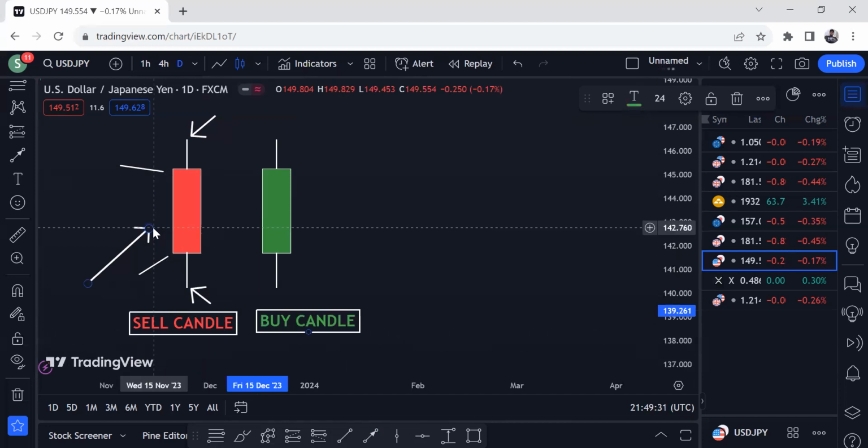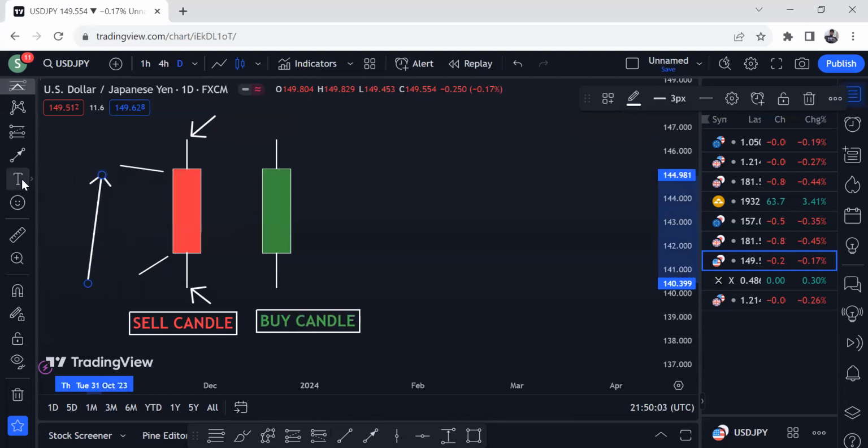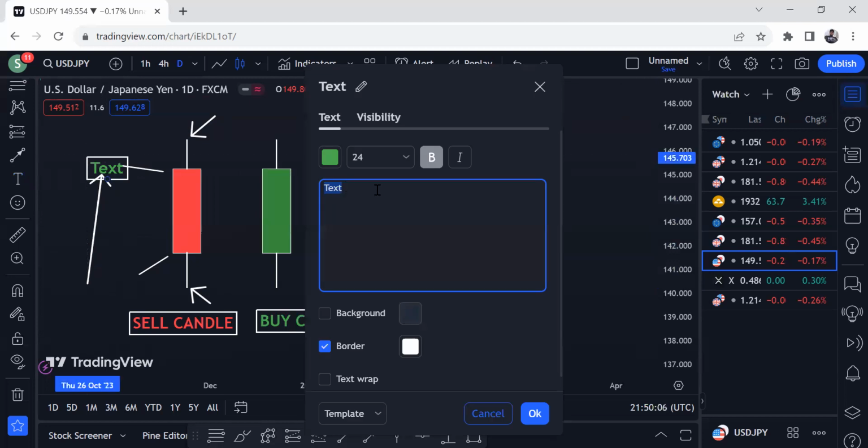So the first point of a sell candle is where the price opened, which is the opening price. Remember that a sell candle is a representation of a falling price. So definitely the price is going to open at the high, which is this point. So that's where the open is. I'm going to put the text there and call it open.